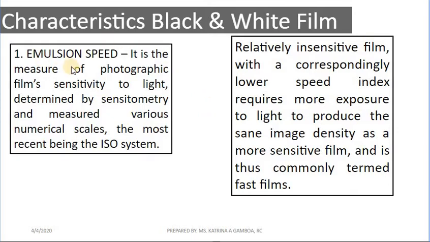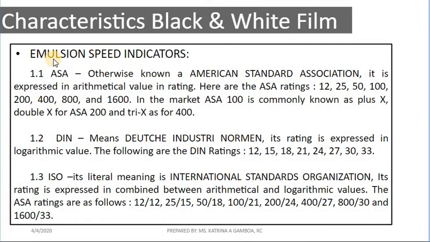Gaano ba kabilis nagre-react yung mga silver halides na yan sa ating light? So, paano yung mga yan? Ayan. Kung makikita nyo sa mismong film, meron tayong emulsion speed indicator. Kapag bibili kayo ng film, sayang nga lang hindi tayo face-to-face kaya hindi kayo pinapabili ng film. So, emulsion speed indicators, meron tayong ASA, DIN, and ISO. ISO is the modernized among them three.